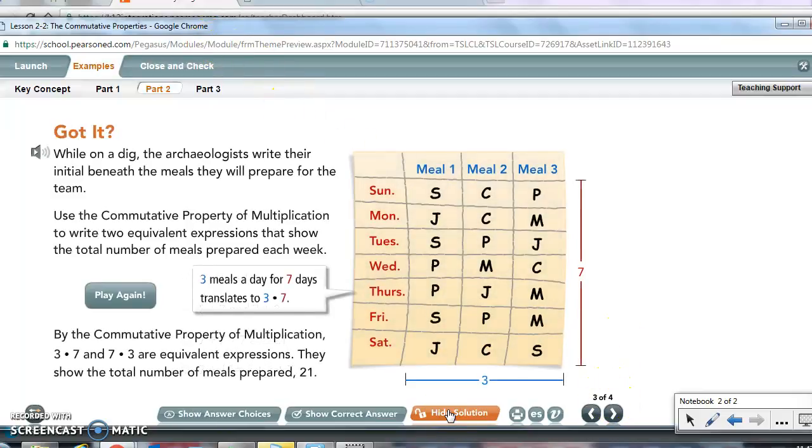The correct answer should be 3 times 7 or 7 times 3 because they're equivalent expressions and they both show the total meals prepared were 21.